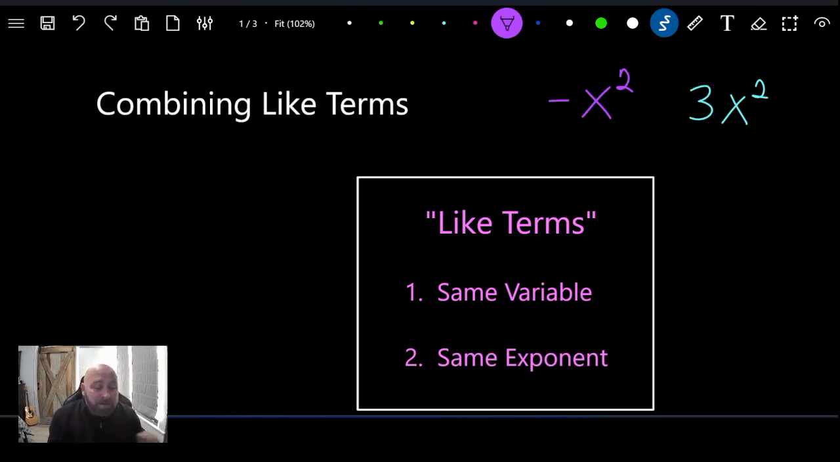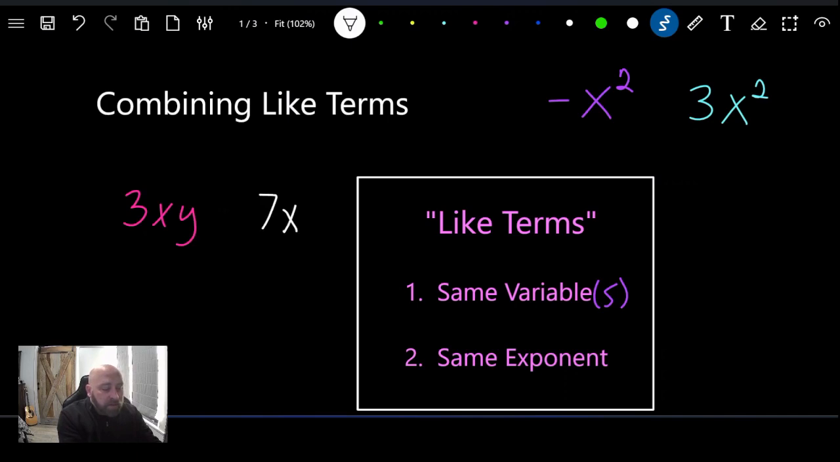Here's what it says. The same variable, or you could say the same variables with an S. So it could be the same variables. What do I mean by that? Well, you could have something like 3xy, and you could say 7xy. Those would be like terms. So if it's the same grouping of variables, fine.